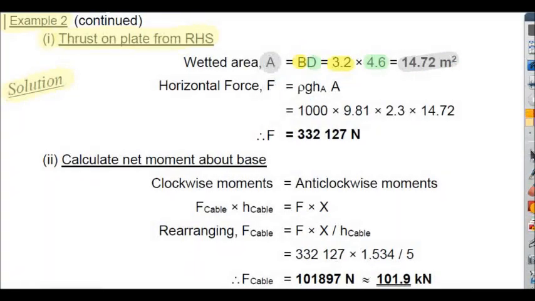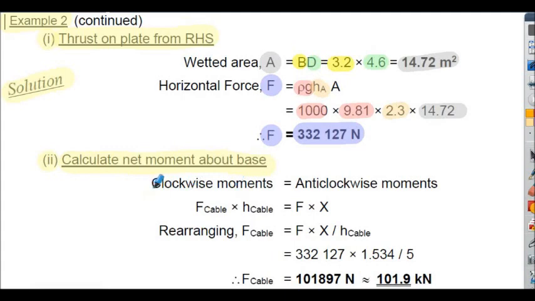And then we calculate the horizontal force or thrust, which is rho g h̄ multiplied by the wetted area A. So the horizontal force is 332,127 newtons. Now to determine the tension in the cable, step 2 here, we need to calculate the net moment about the base of the sluice gate.